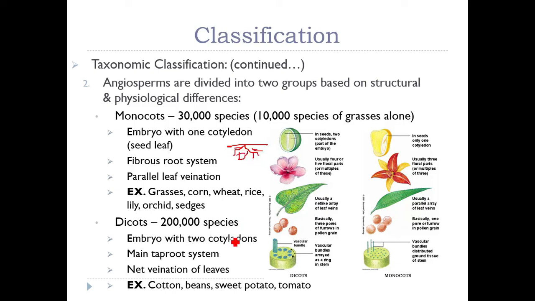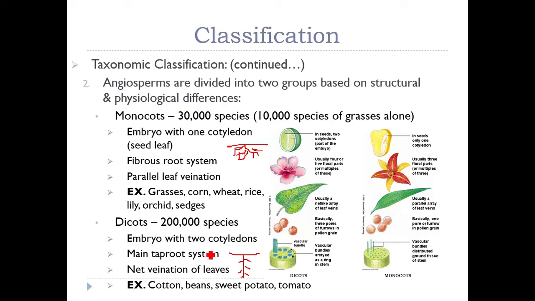tap root like you're going to see down here. All these are illustrated very nicely in your textbook. But the dicots tend to have a tap root with branches, a branched root system like that, as opposed to the fibrous or net root system of the monocots. The cotyledon part of the seed is something we'll deal with in laboratory. Monocots have parallel leaf venation. You see that illustrated over here, where all the veins tend to run in the same direction.